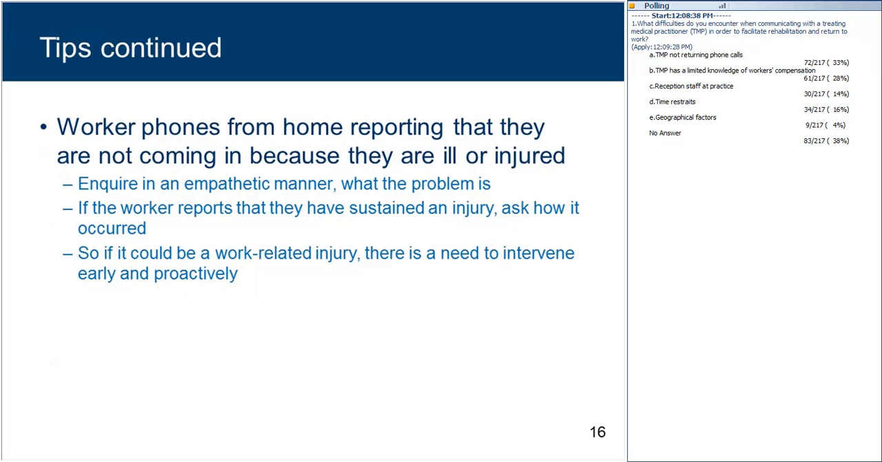My recommendation is that you obviously inquire in an empathetic manner what the problem is. Importantly, ask them how they are and how the problem's affecting them and what you can do to help them. If they suffered an injury or they think they may have suffered an injury, ask how it occurred. And again, this sets the train for early intervention and being proactive.